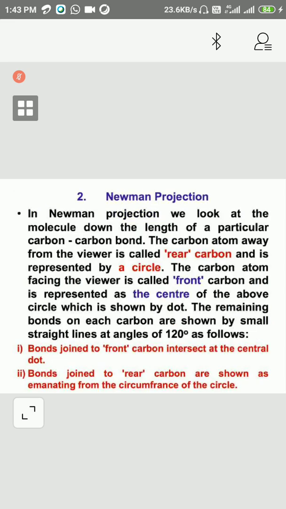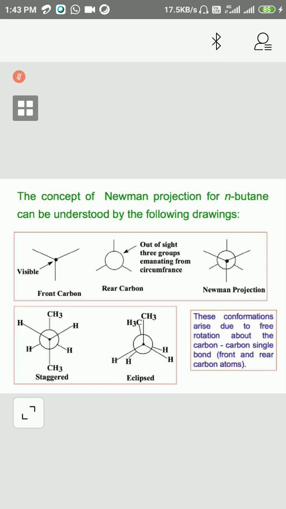Now you can see Newman projection. In the Newman projection, we look at the molecule down the length of a particular carbon-carbon bond. Our eye is exactly above or below that vertical carbon-carbon bond, so it looks like this, round. This is the vertical carbon-carbon bond. This is the front carbon and this is the rear carbon. When you combine these two, you get the Newman projection, and different substituents can be put here. This is the staggered conformation, when the biggest groups are apart from each other. Eclipsed is when the biggest groups are overlapping each other. Another one is gauche, which is in between these two.